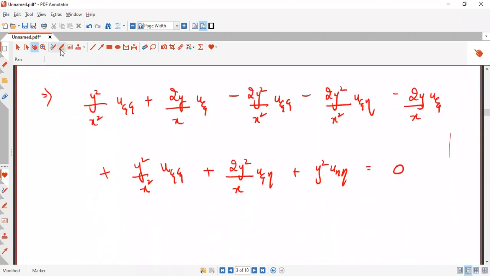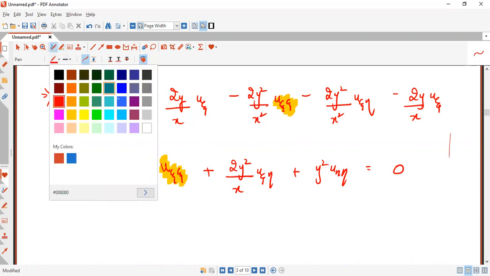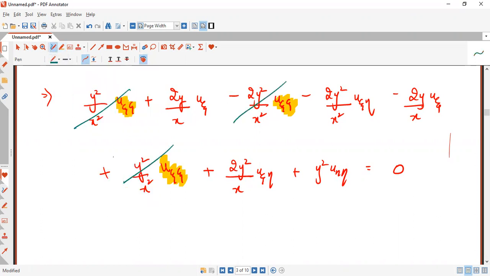Now see if any term is getting cancelled or not. The u_ξξ here, here, and here, check the positions here. They are getting cancelled. 2y square upon x square is coming. Okay, next, u_ξ: 2y upon x minus 2y upon x. u_η: 2y square upon x. Okay, here it is coming 8. Let's check.